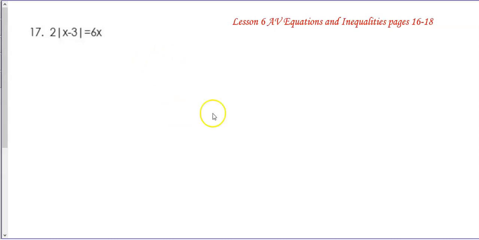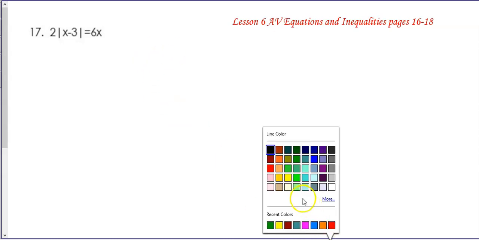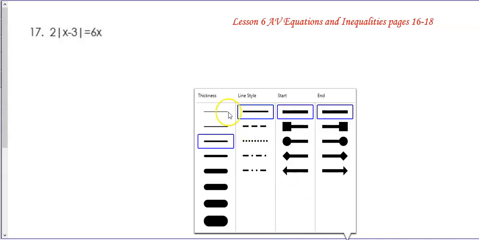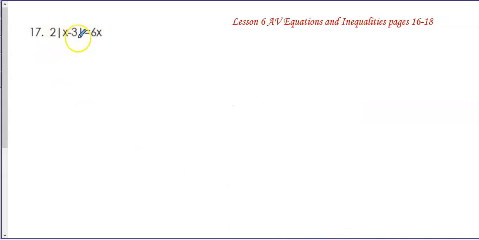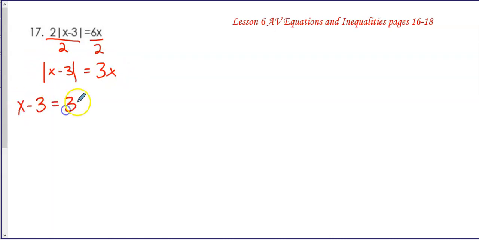So if you remember, first thing we want to do is get the absolute value part by itself. And to do that, we kind of treat it as though it were a variable. So we're going to divide both sides by 2 here. And we end up with absolute value of x minus 3 equals 3x. And then once we get this isolated, that's when we separate it into two different equations.